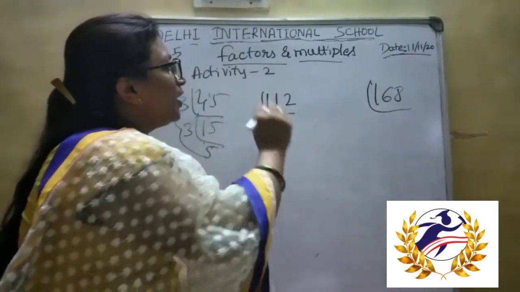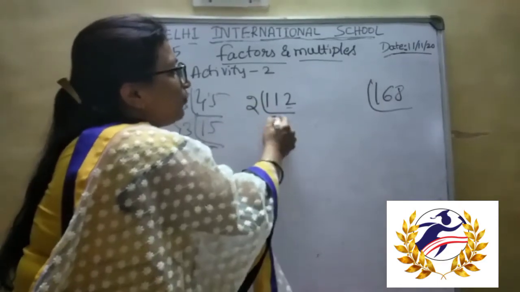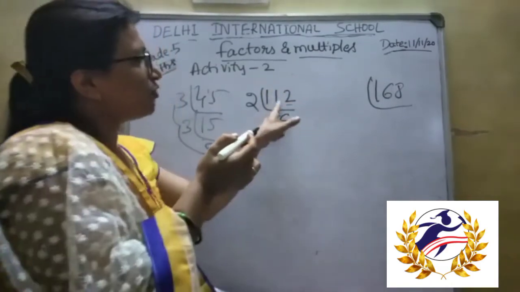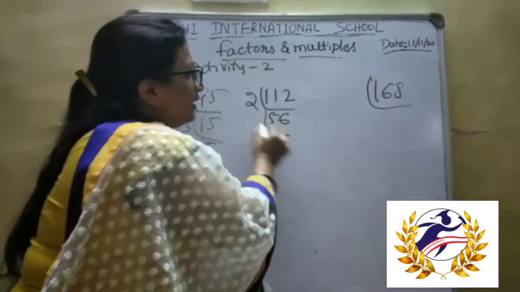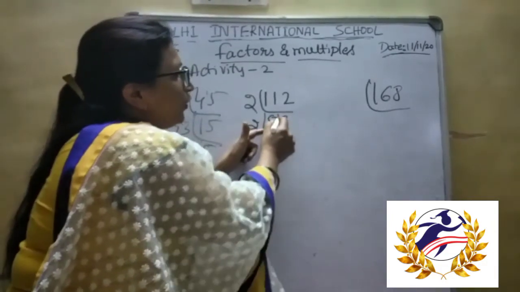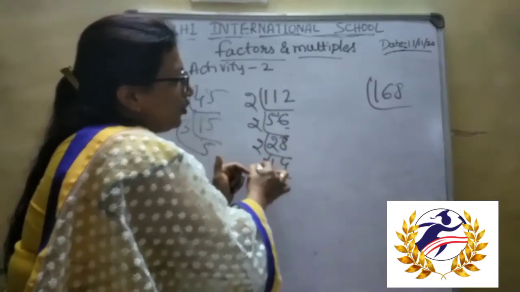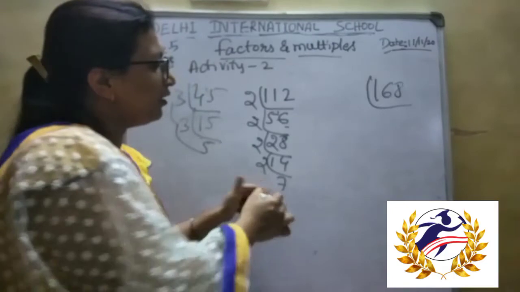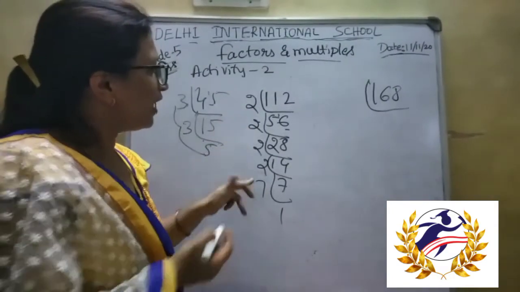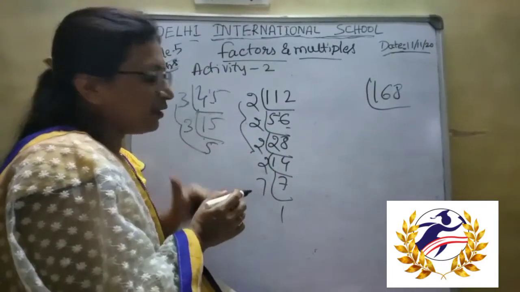So 112. Here the ones place has 2, that's why I will take the 2 table. 2 5s are 10, 2 6s are 12. So it is 10, 1 carries over here. So 12, 2 6s are 12. In the same way again the even number is there, it will go with the 2. 2 2s are 4, 2 8s are 16. 2 1s are 2, 2 4s are 8. 2 7s are 14. So 7 1s are 7, 7 is the prime number. So that's why we have the prime factorization of 2 into 2 into 2 into 2 into 7.